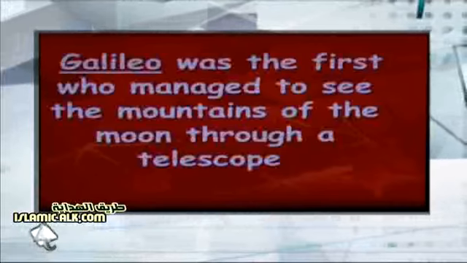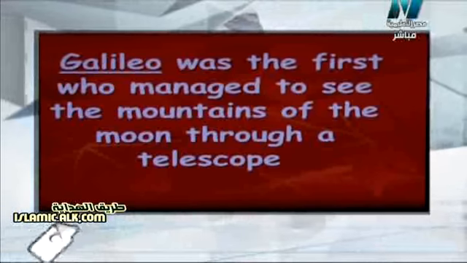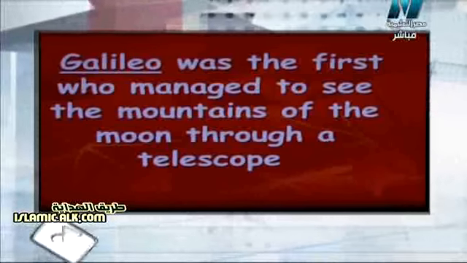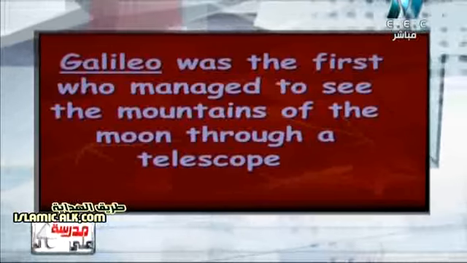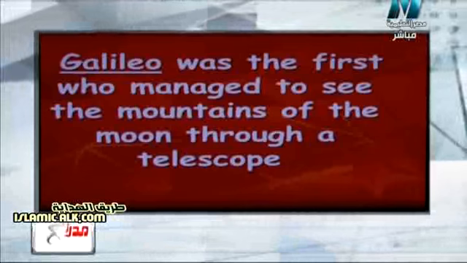Galileo was the first who managed to see the mountains of the moon through a telescope. He was the first to see that the moon is full of mountains, like the earth, like any rocky planet, full of holes, rocks, dust and sand. So again, Galileo was the first who managed to see the mountains of the moon through a telescope.